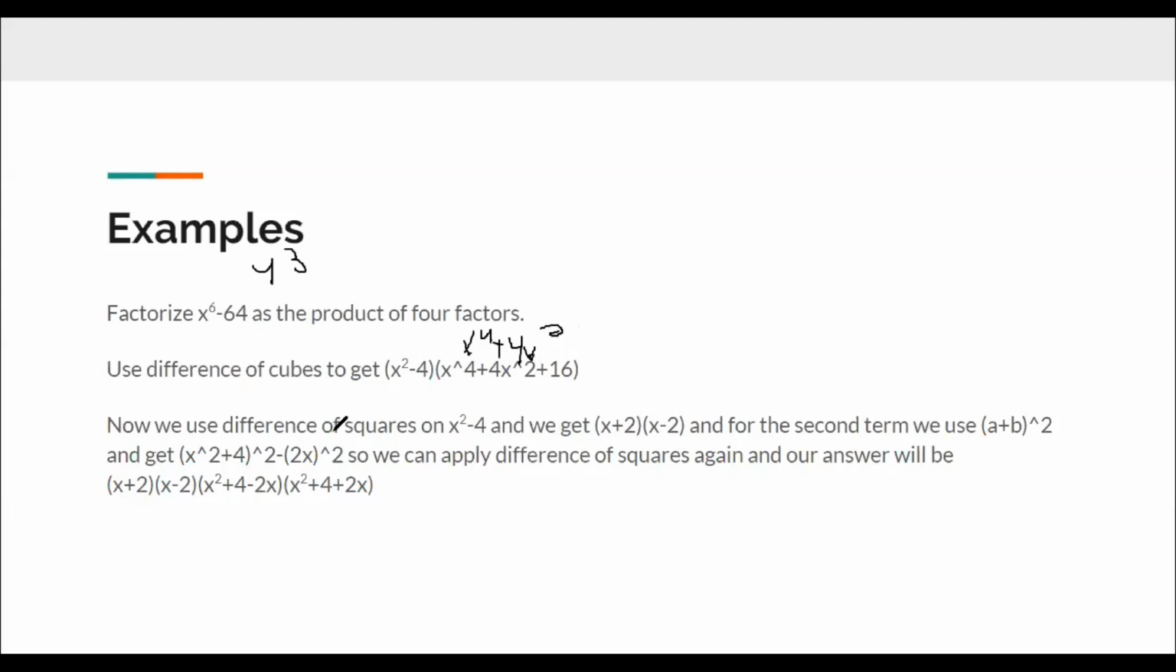And for the second term, you can use the (a plus b) whole squared technique, and you can recognize that this can simply be written as (x squared plus 4) squared, and that's going to be x to the power 4 plus 8x squared plus 16. And since it's only 4x squared here, you can subtract 4x squared from that, which is just 2x squared, squared. Okay, so far the factorization is x plus 2 into x minus 2 times this thing.